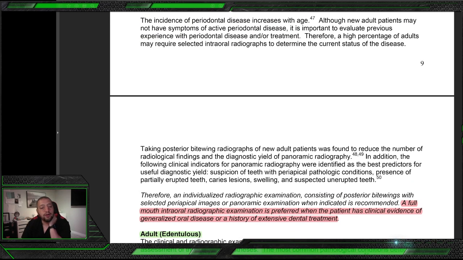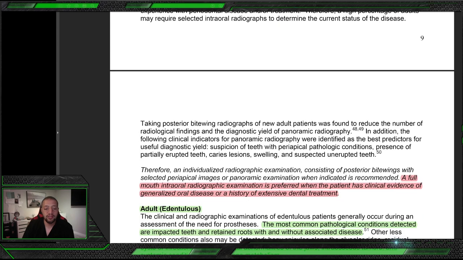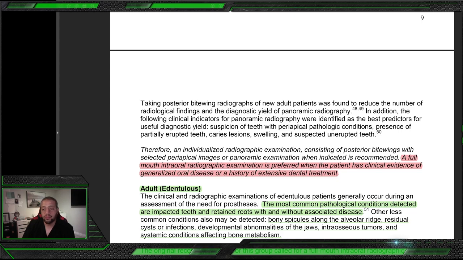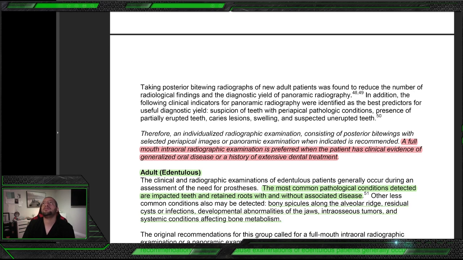Okay? A full mouth intraoral radiographic examination is preferred when the patient has clinical evidence of generalized oral disease or a history of extensive dental treatment. I will ask you a question here. I will not give you the answer. Please look for the answer for yourself. If a patient comes to your office for a new patient exam and gives you a history that he had periodontitis before and he underwent treatment and he was on a hygiene program every 3 months and then he didn't go to his dentist due to the COVID situation, and so on. What x-ray is needed for this patient? What x-ray are you going to do for this patient? Okay, tell me your answer.